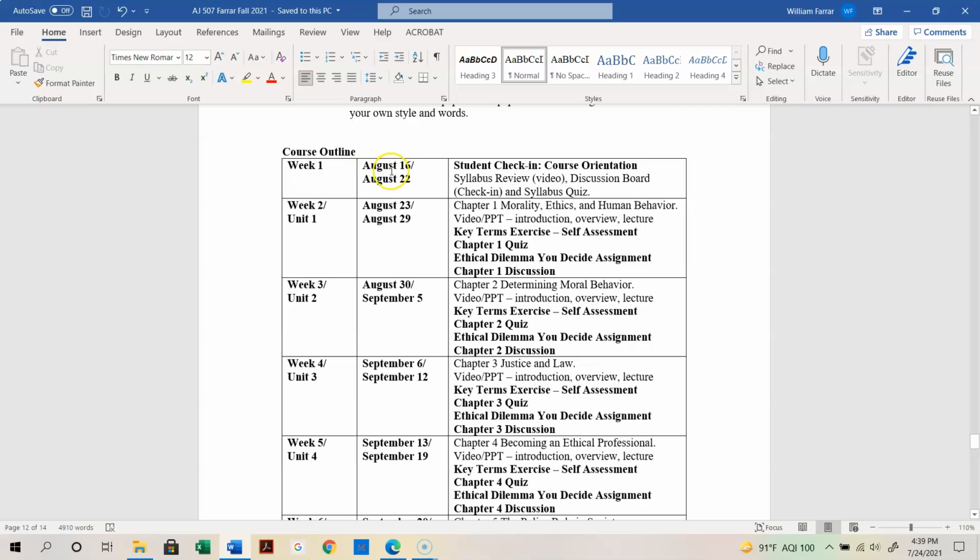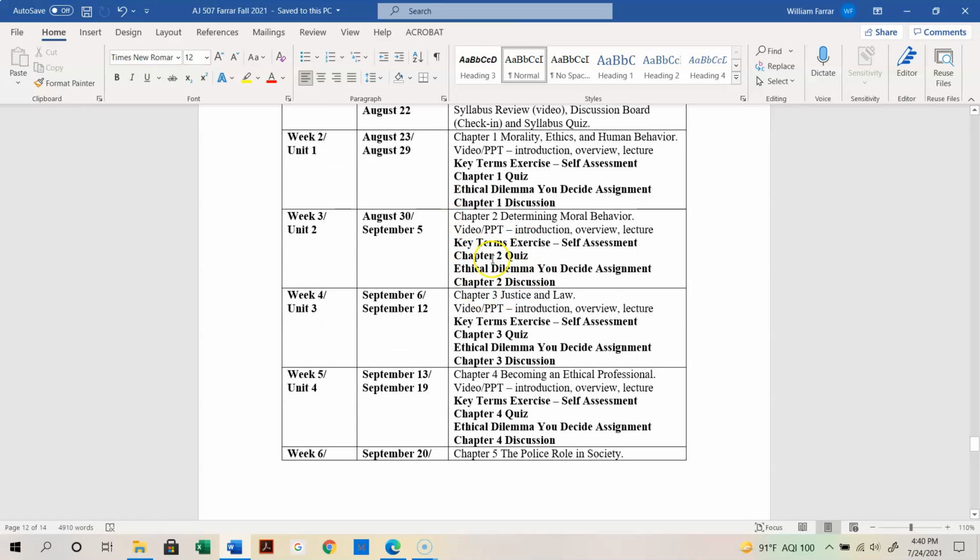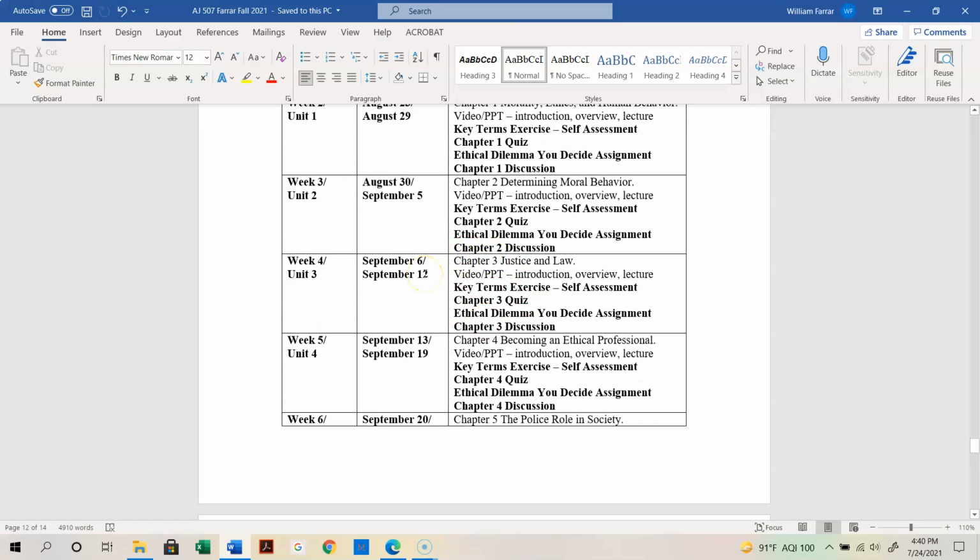And then at the end here, here's kind of a generic schedule. So remember week 1, here's the dates that it's open. It's going to be our check-in, our orientation. We have the discussion board check-in and the syllabus quiz. Week 2, and you'll see that these are very consistent looking. Week 2, we're going to cover chapter 1. We're going to talk about morality, ethics, and human behavior. You have your non-graded key terms exercise. You have a quiz. You have your little ethical dilemma. And then you have your chapter 1 discussion. And you'll see that it's pretty much the same every week for consistency's sake.